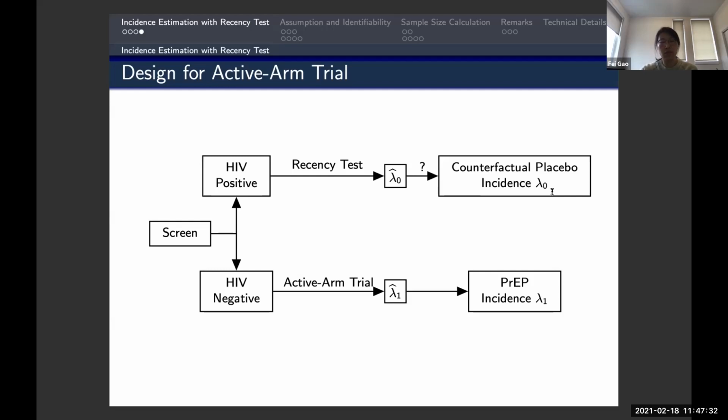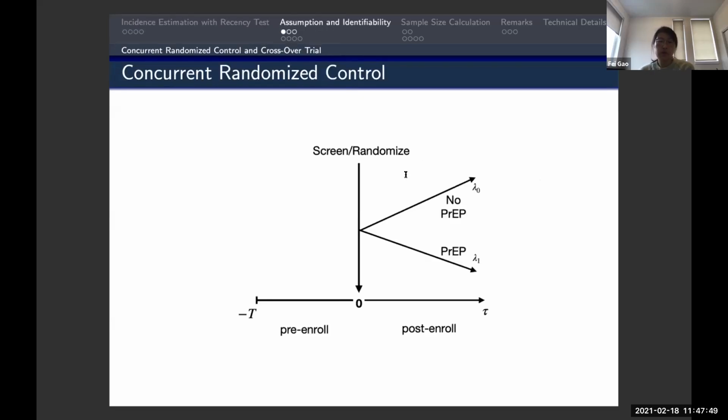One strategy is that we will look at what other estimates we can formulate for this lambda 0, and what kind of assumption we additionally impose by making use of this lambda 0 hat instead of other estimators. To estimate this placebo incidence, the gold standard would be to use a concurrent randomized control. This may not be ethical in the current HIV prevention setting, but it will be a gold standard for our exercise, to see what we can obtain from this data and what other settings require compared to this setting.